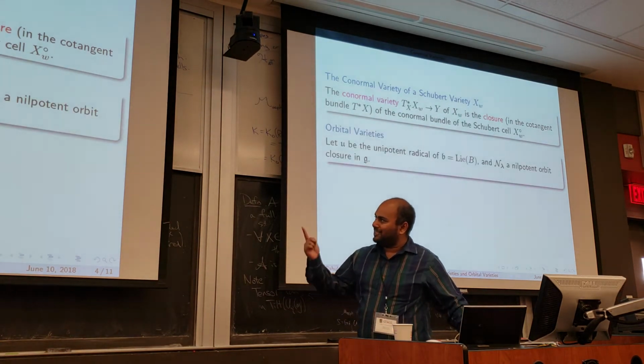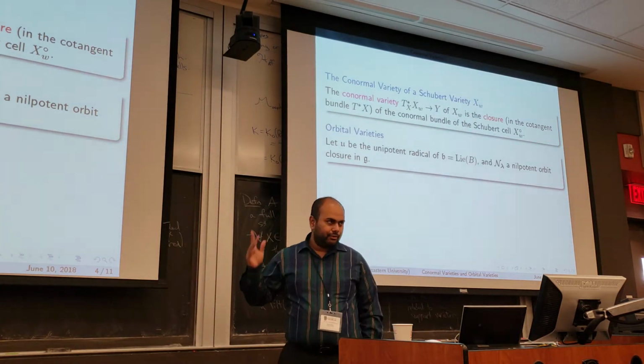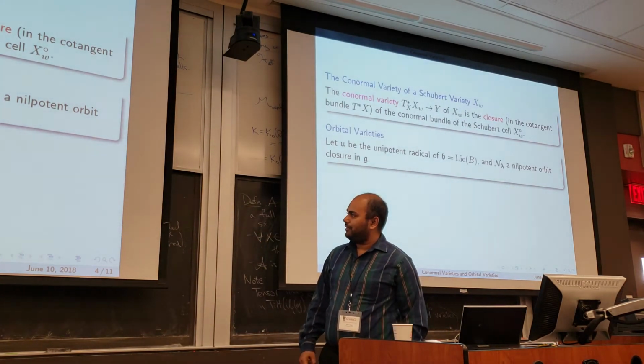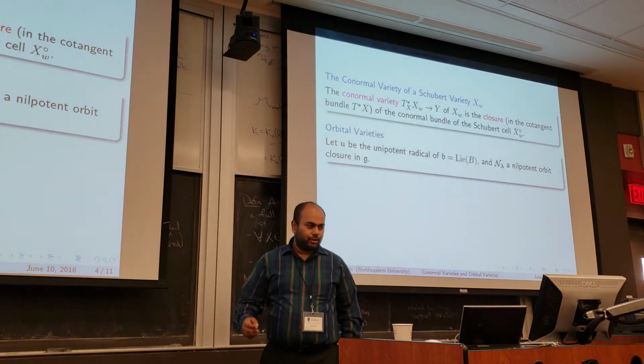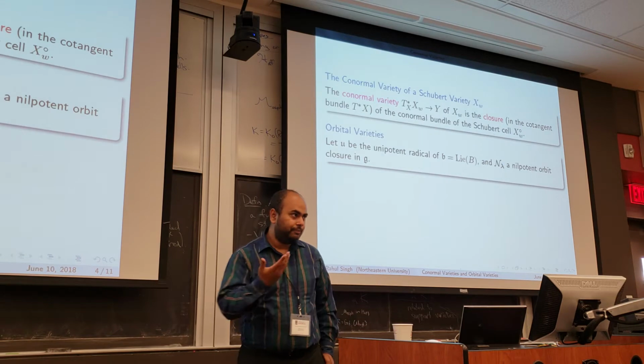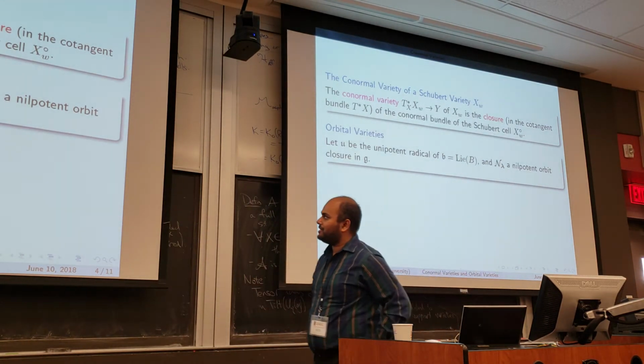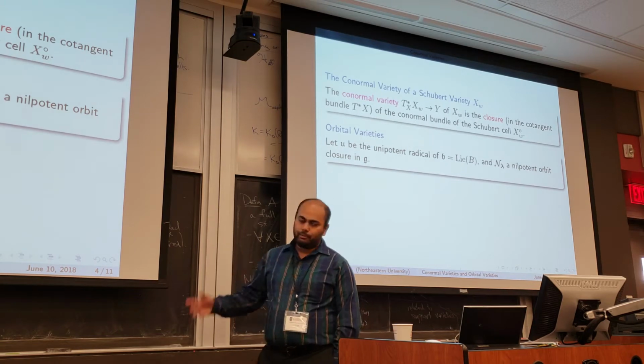And the other objects in my title, orbital varieties. So I'll just give you a working definition, one that's enough to get us started. I have this unipotent radical of the Lie algebra of the Borel. So when I'm dealing with SL_n, it's just these strictly upper triangular matrices. And I take a nilpotent orbit closure.